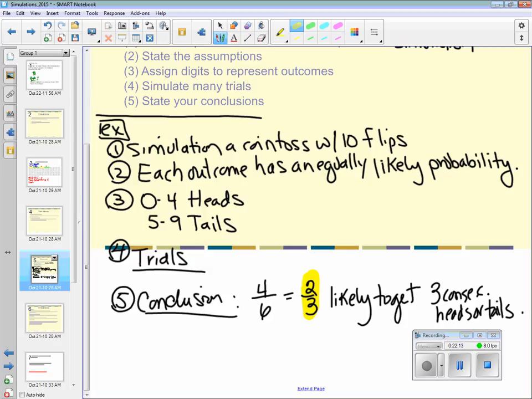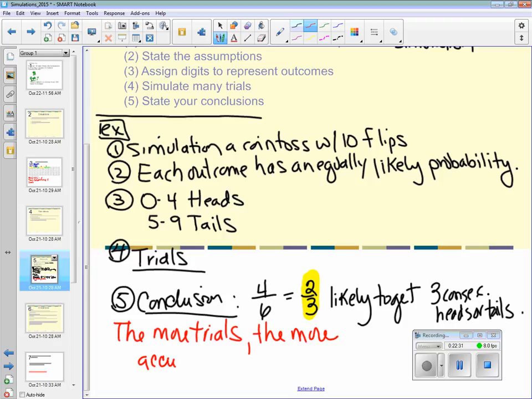More trials. Absolutely. Actually, most often you want to say that: the more trials, the more accurate the answer. If you're looking for a probability or a likelihood, the more trials you do something, the closer it's going to get to the actual true theoretical probability. You have to do the trials a lot. Your N or your sample size has to be large.